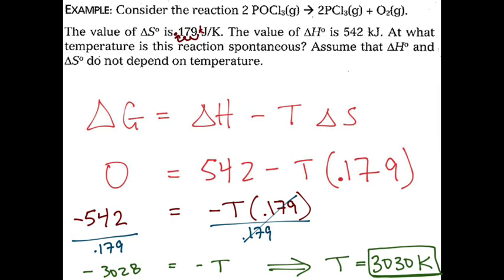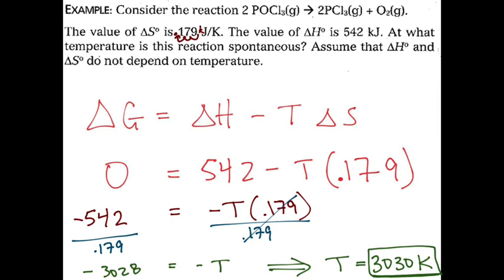Both of those signs for the S and the H, they were both positive. So if they're both positive, is this reaction favored at temperatures above 3030 Kelvin, or do you think it's favored at temperatures below 3030 Kelvin? Pavitra, when they're both positive, do we want to go with the higher or the lower temperatures? When they're both positive, actually, we're going to go with higher temperatures.